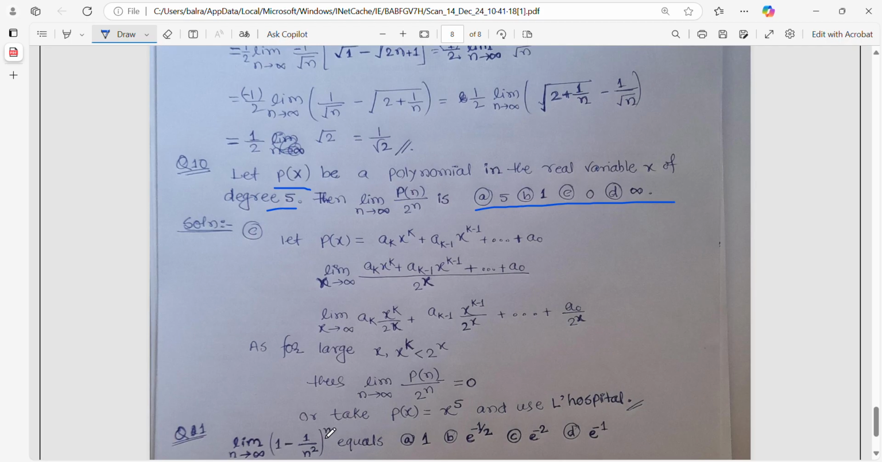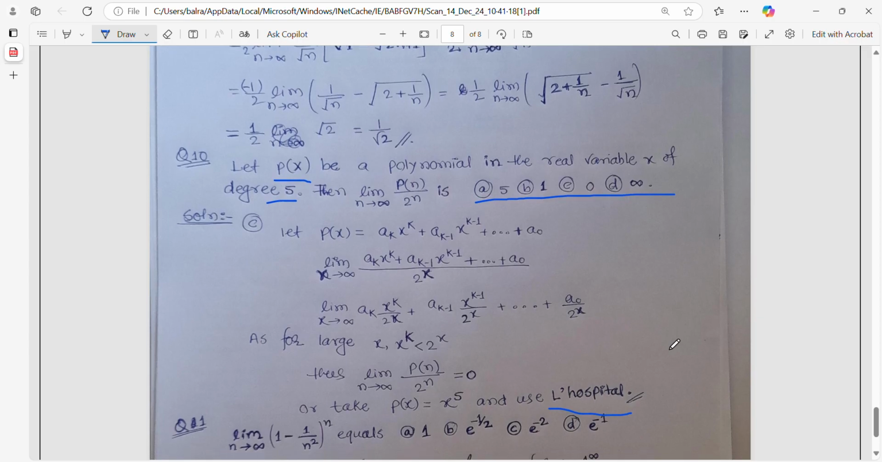Or take p(x) equal to x power 5. If you take x power 5, here in place of k it is 5, 4, 3, 2, 1, like that, 1, 0, over 2 power x. Then what will happen? In this way it will also come 0, and you can use L'Hopital rule to solve this. You can use this way also.